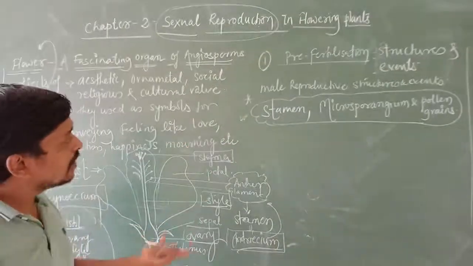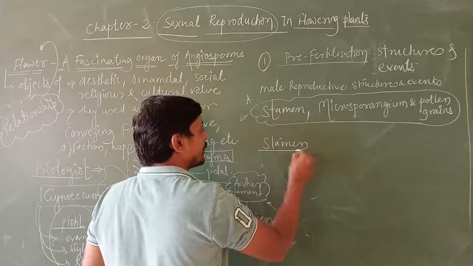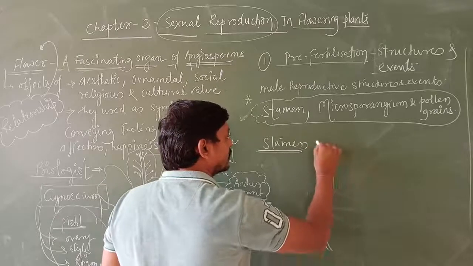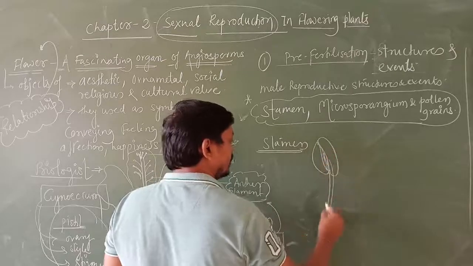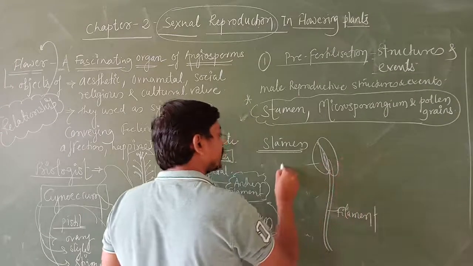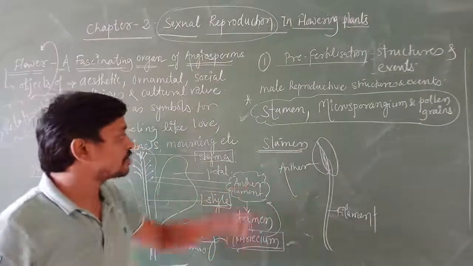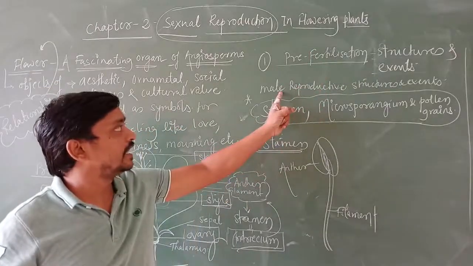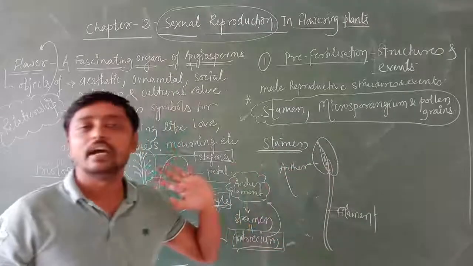So these are all the things we have studied. Now I will write the side heading for this: stamen. The stamen consists of a long slender filament. This we studied last year. Like this, this is the filament and this is the anther. Filament and anther are the parts of the stamen. Now we have studied the structure of a pre-fertilization event in a male reproductive flower, that is the stamen, which consists of filament and anther.